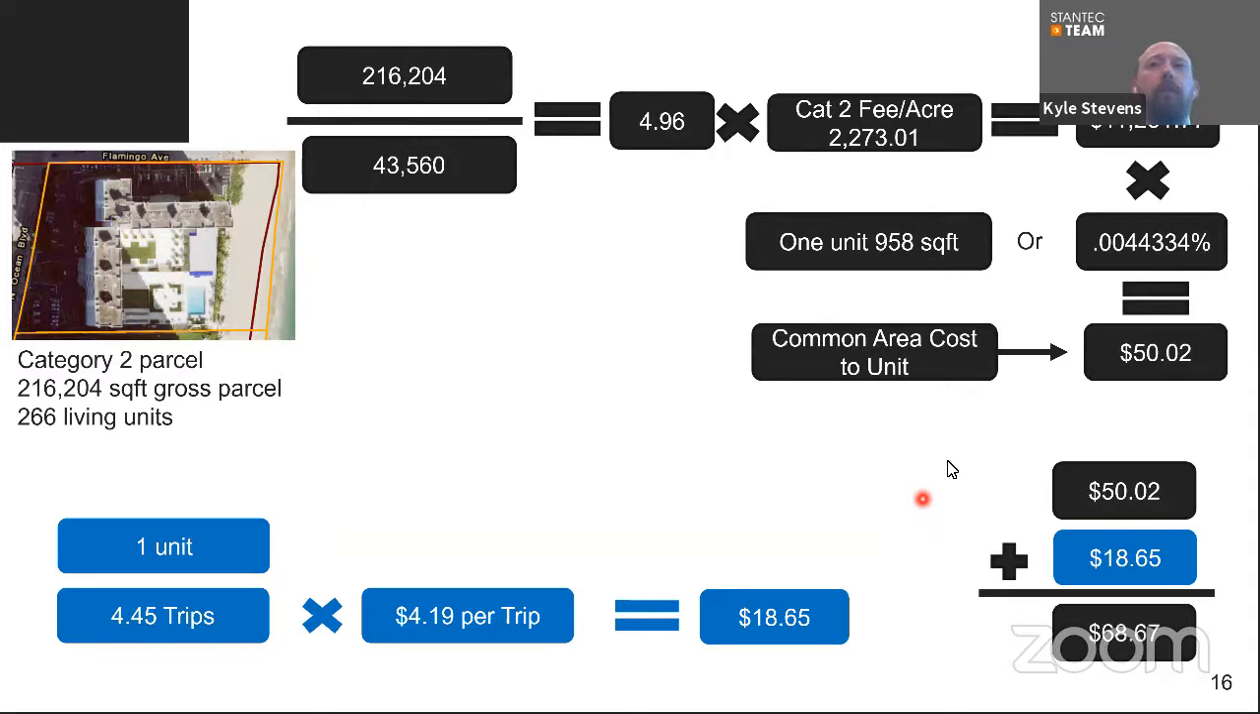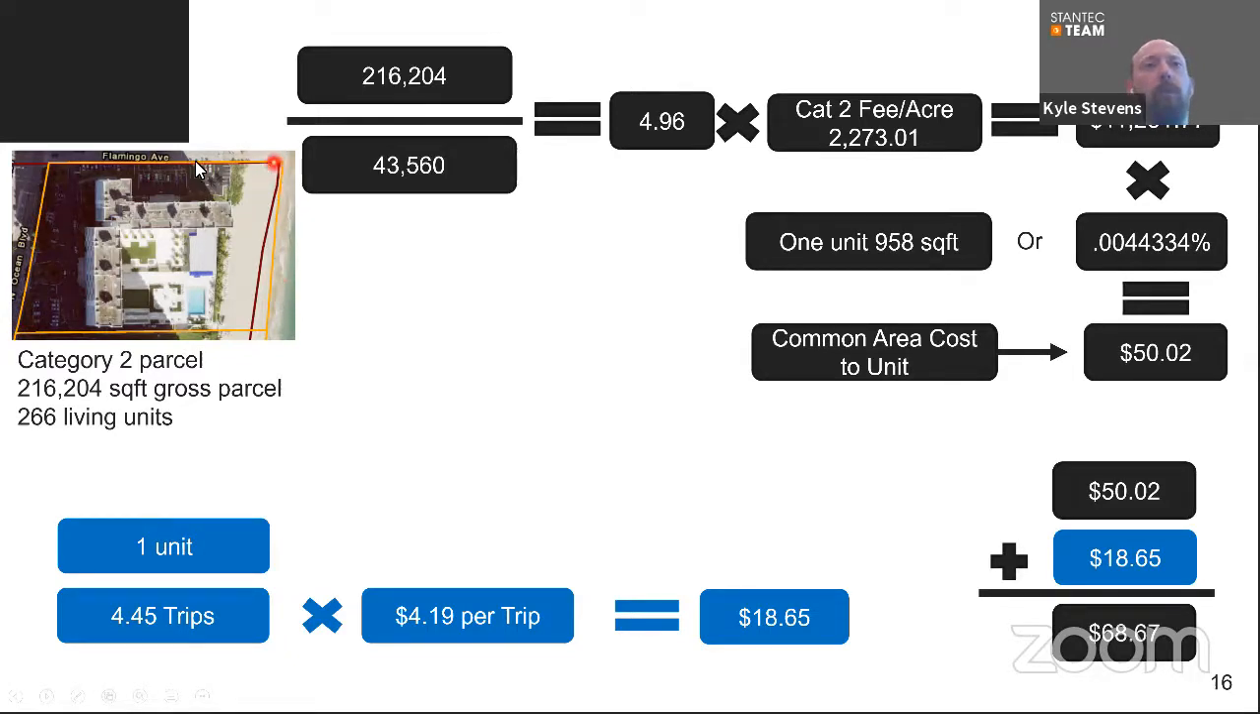So with regards to condos, I mentioned I'd go into some pretty good detail. I'm going to slow down on this particular slide before I talk about the customer impact I have next up. This is an example of a condo parcel and what we went through in order to allocate the cost according to the stormwater methodology that's been set forth tonight. This is a building that's about a 216,000 square foot lot with 266 living units.